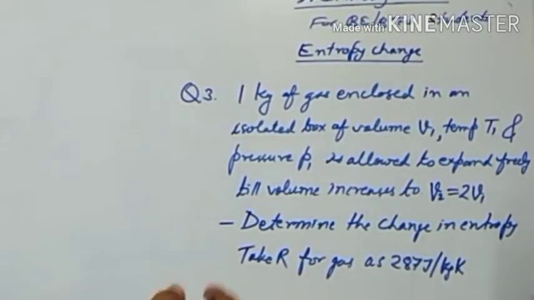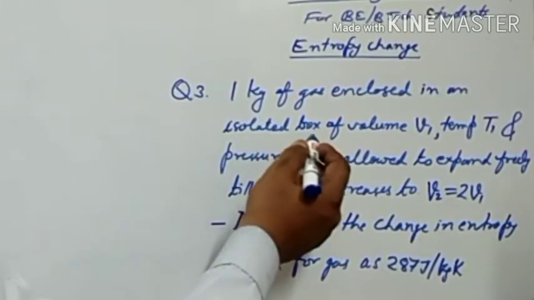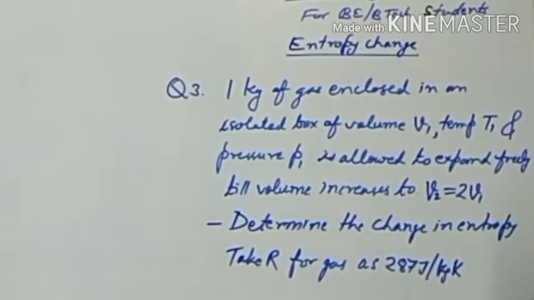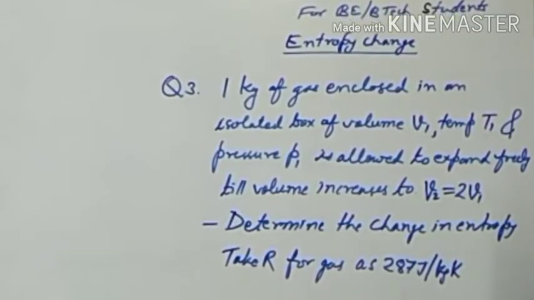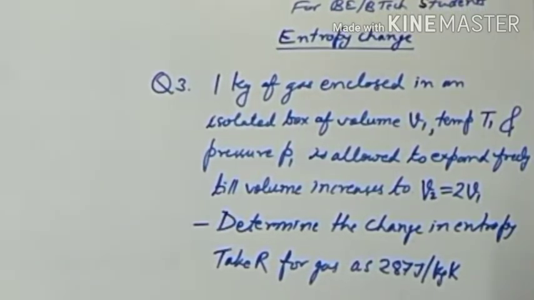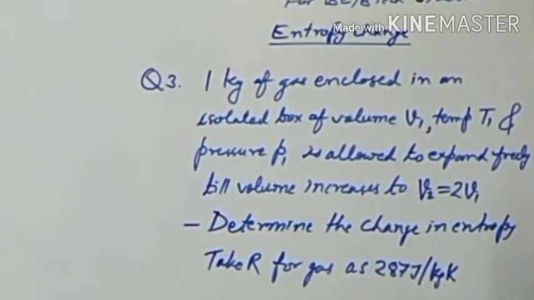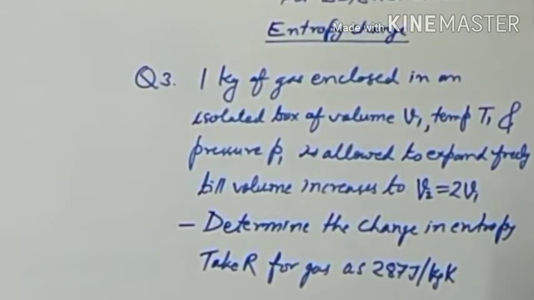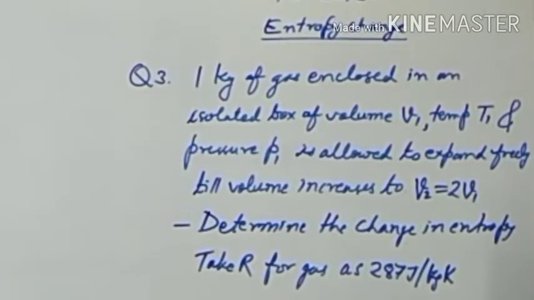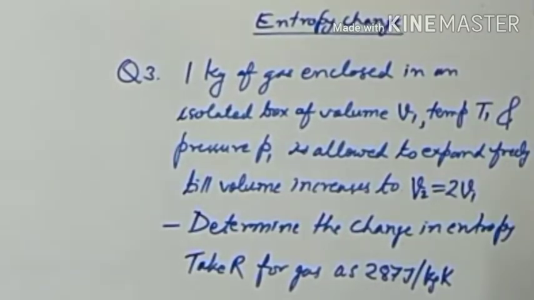Let us consider another question. 1 kg of gas is enclosed in an isolated box of volume V1, temperature T1 and pressure P1. It is allowed to expand freely till the volume increases to V2, where V2 is equal to 2V1. Determine the change in entropy and take the value of R for gas as 287 joules per kg Kelvin.